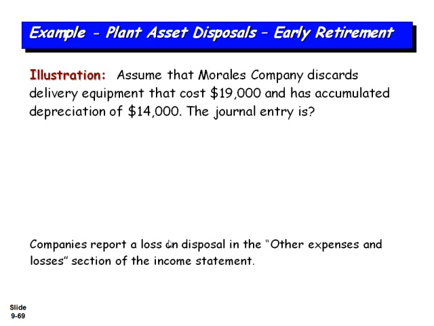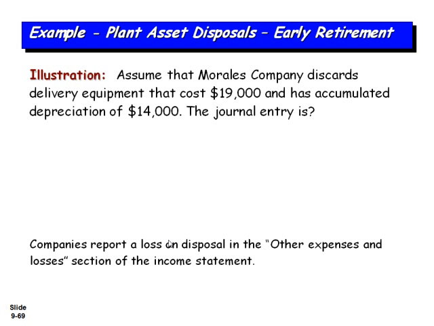All right, let's make it more complicated. Let's assume that Morales Company discards delivery equipment that cost $19,000 and has accumulated depreciation of $14,000. In other words, it's still got some life left to it. It's still got $5,000 on its books. How would you dispose of this asset?